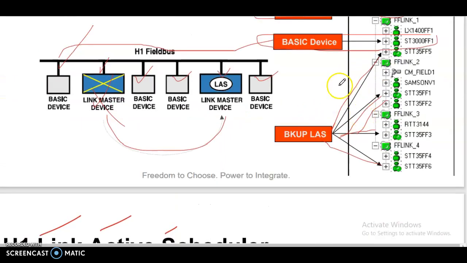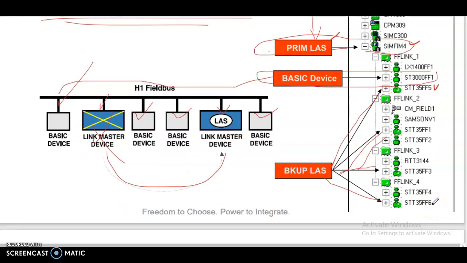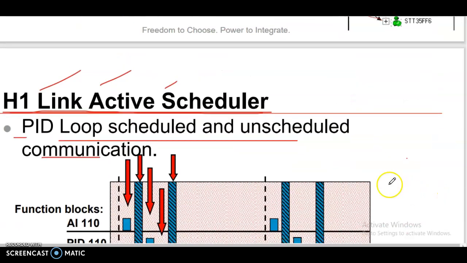Here will come LAS. SIM FIM4. Here also STT35FFS FF5, and then this one STT35FF1 backup. LAS. The STT35FF1, STT35FF3, STT35FF6, all are link active scheduler.